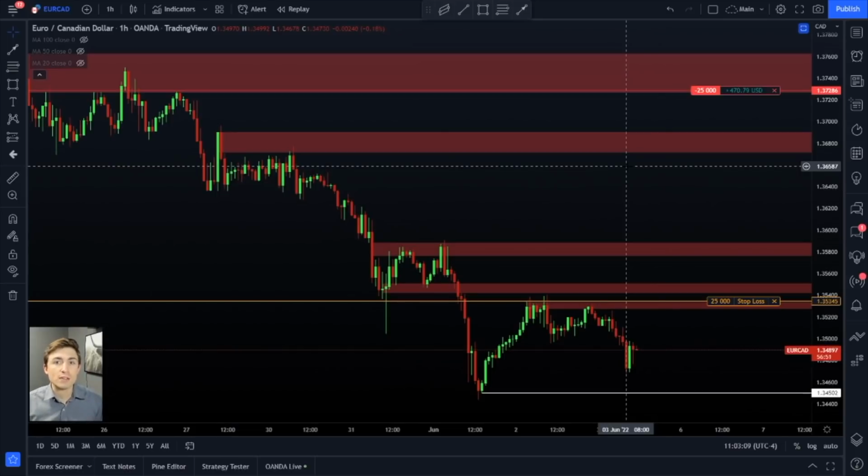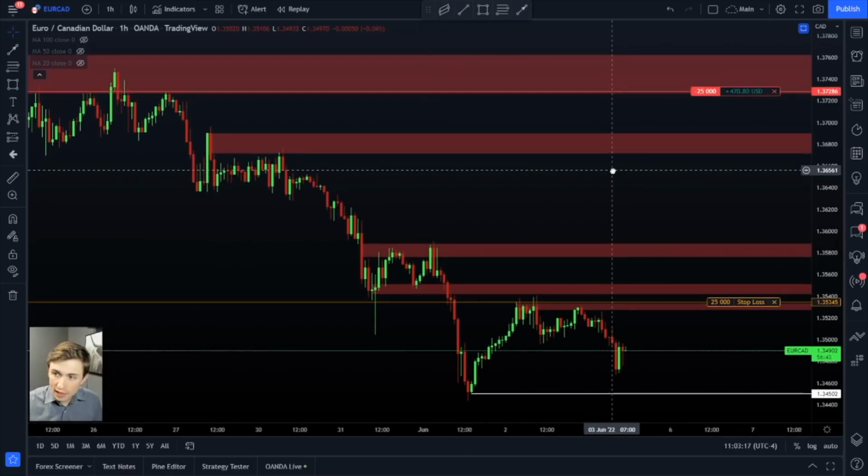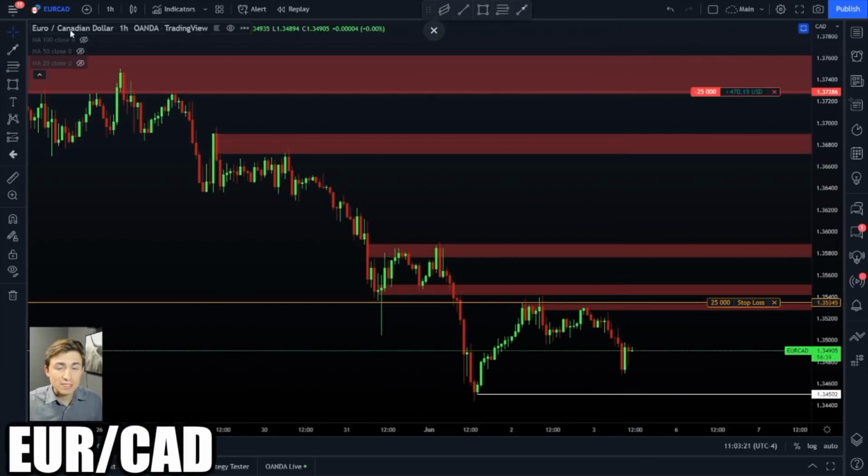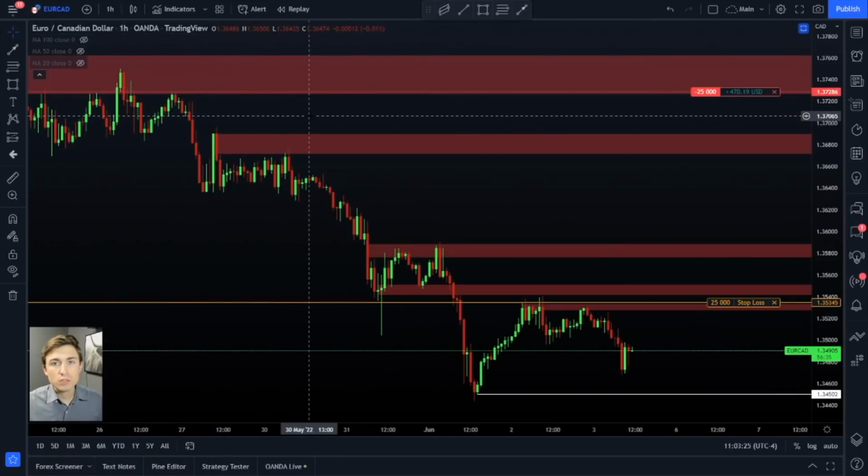The first thing to identifying profitable price action setups is understanding the flow of the market. What we're looking at here is a trade that I have on as we speak on the euro against the Canadian dollar. Now, I'm looking at a 1 hour chart, but what I'm talking to you about today can be employed on any time frame. I'm talking all the way from the 1 minute time frame to the monthly time frame.